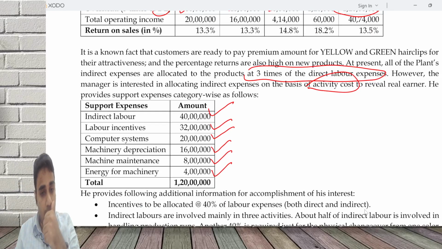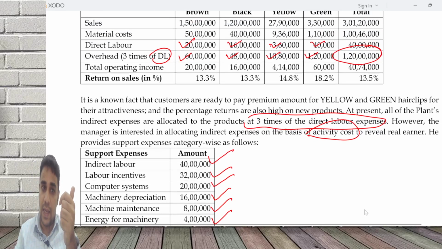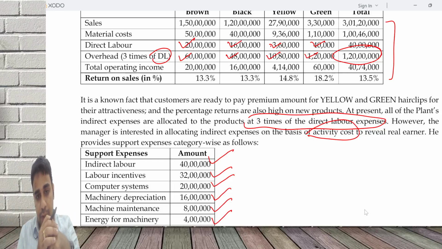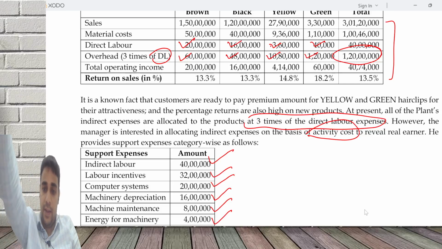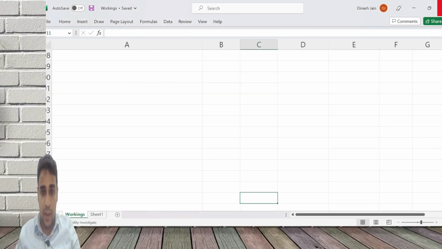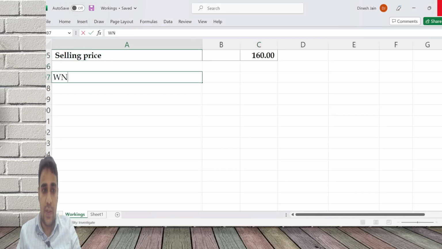So working note 1 would be cost driver rate, working note 2 would be apportionment of overheads, and working note 3 is exactly the same thing. Overheads will change here. Overheads is going to change in this. So first let's find out the recovery rate. Working note 1, computation of cost driver rate under ABC.